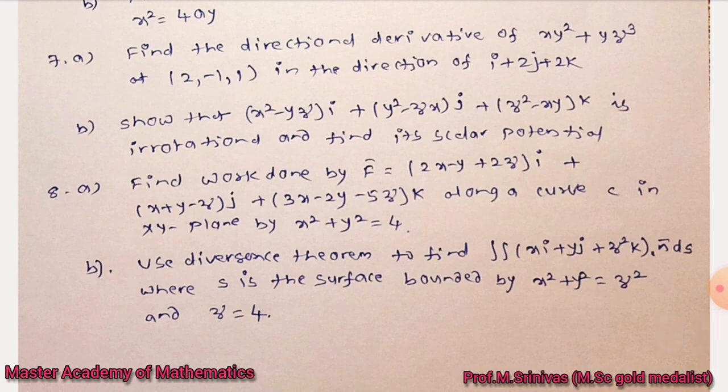Next, 8th B bit: use divergence theorem to find the double integral of (xi plus yj plus z square k) dot n bar dS, where S is the surface bounded by x square plus y square equal to z square and z equal to 4. So you are using Gauss divergence theorem to find this double integral value.